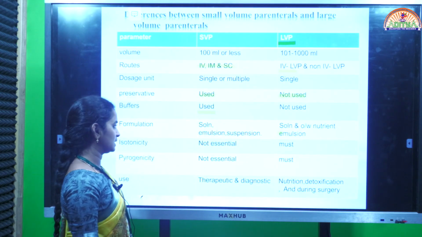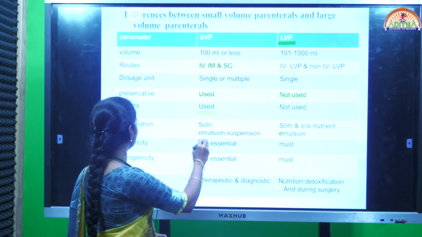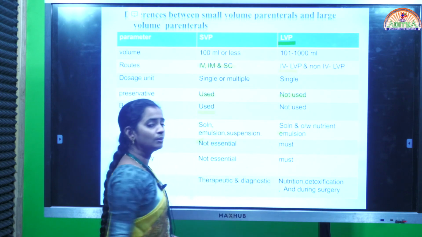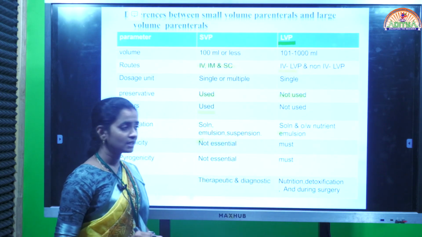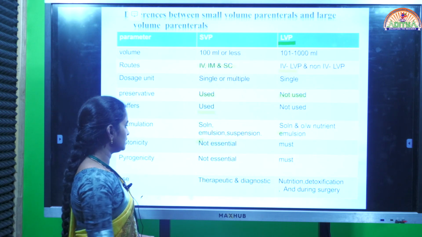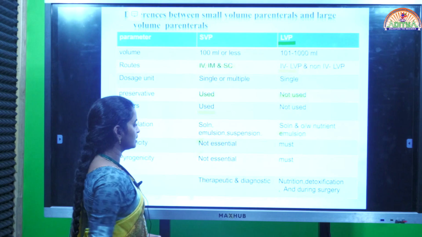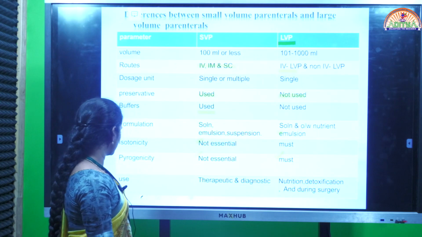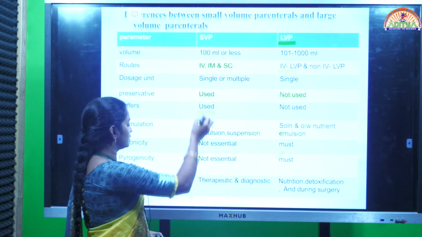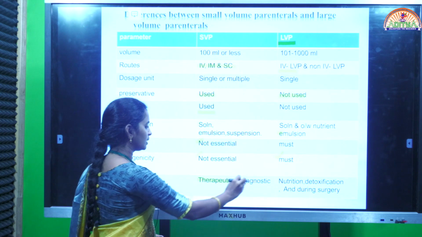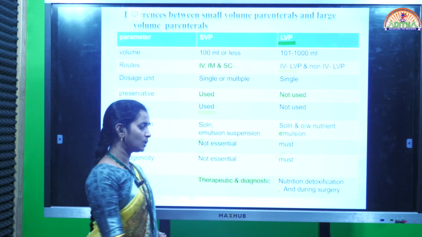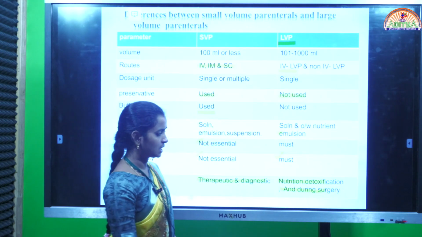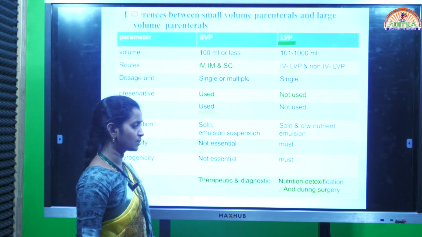And next one, isotonicity. In the case of small volume parenterals, there is no need to maintain isotonicity, but in large volume parenterals, maintenance of isotonicity is mandatory. And pyrogenicity: in small volume parenterals it is not as essential, but in large volume parenterals it is mandatory. And next one, uses. These small volume parenterals are mostly used for therapeutic and diagnostic purposes. But large volume parenterals can be used for nutritional supplements, detoxification, and during surgeries also we use the large volume parenterals.